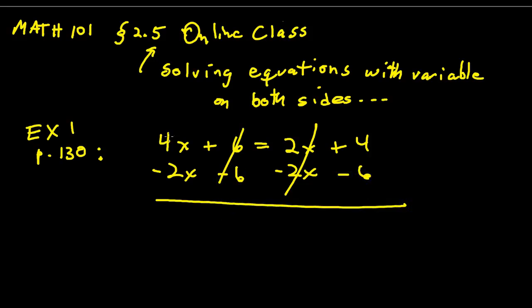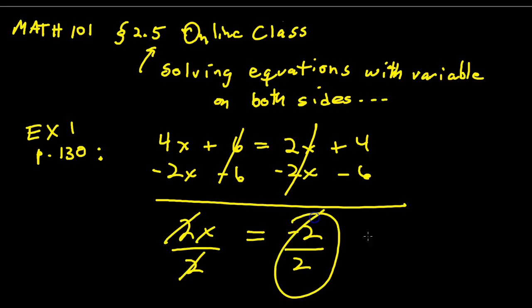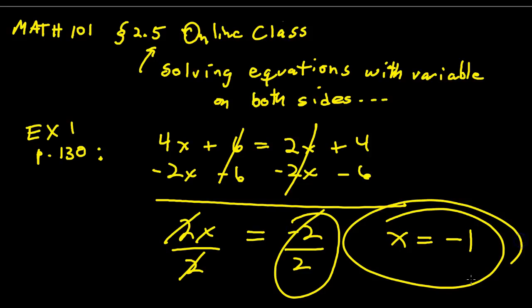I'll end up with 4x minus 2x is 2x on the left, equals 4 minus 6 is minus 2 on the right. I'll divide both sides by positive 2. The 2's cancel out on the left. And of course, minus 2 over 2 reduces to minus 1. So I've got a final answer of x equals negative 1.